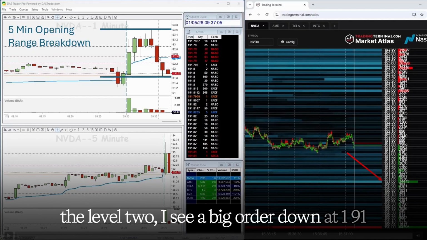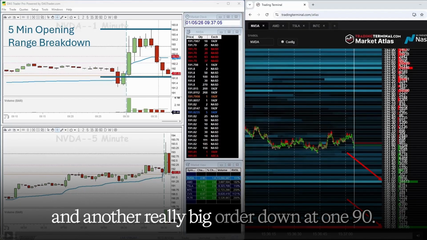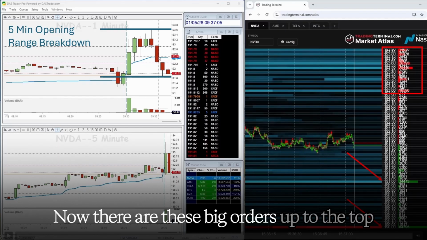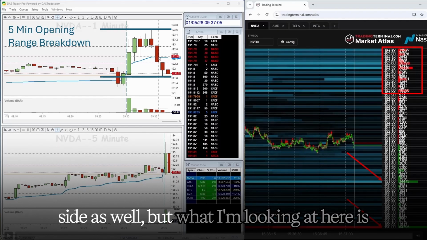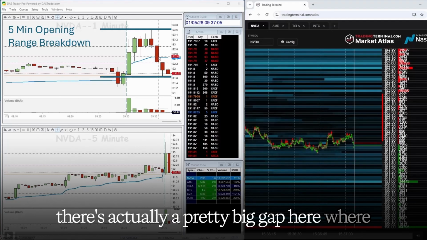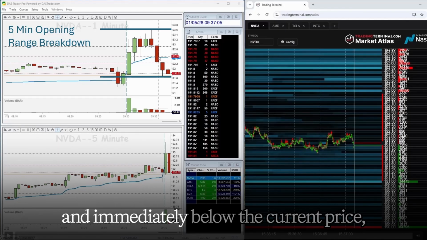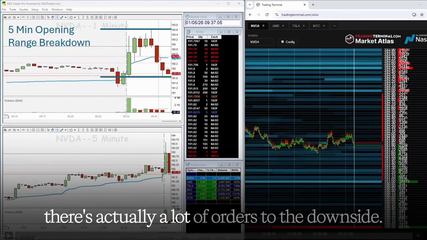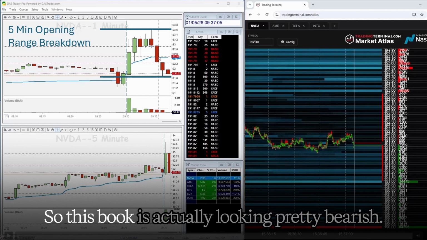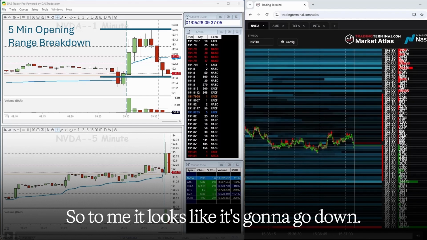The other thing I'm looking at here is the level 2. I see a big order down at 191 and another really big order down at 190. Now there are big orders up on the top side as well, but there's actually a pretty big gap where there aren't very many orders to the top side, and immediately below the current price there are a lot of orders to the downside. So this book is looking pretty bearish. To me it looks like it's going to go down.